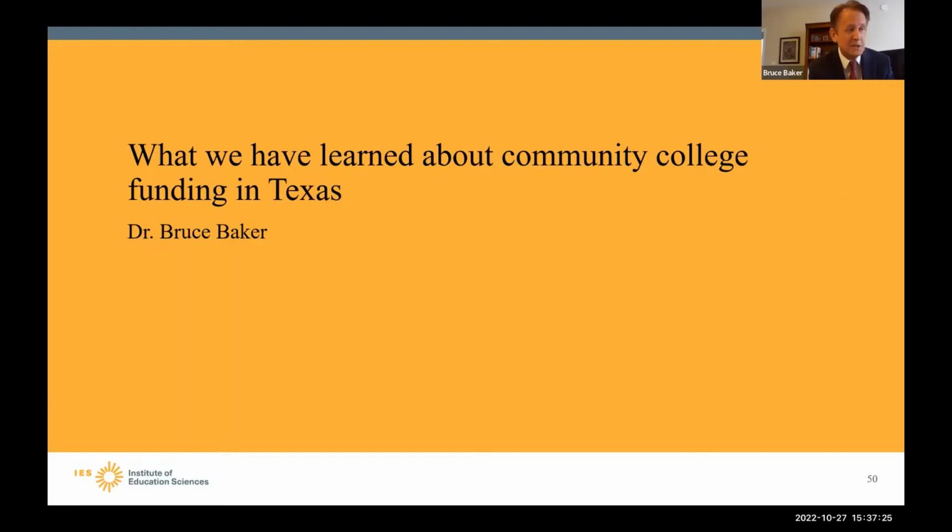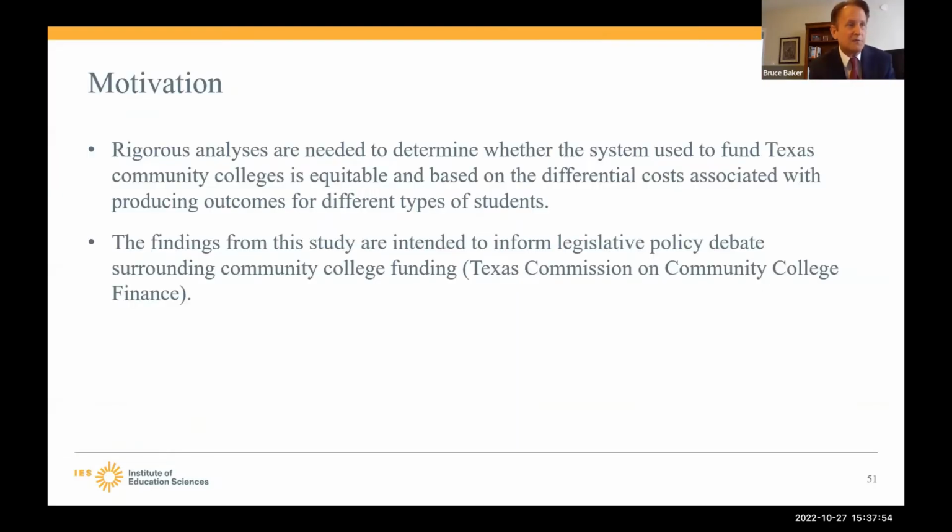Our premise here is that if we get enough data on the students, the outcomes they achieve, and the institutions they attend, we can estimate models that will help inform policy around which students cost more than others to achieve these goals, and how much. So the idea is that rigorous analyses built on as much relevant data as we can gather are needed to determine whether the system as it exists is equitable and based on different costs, and how we might then inform the design and redesign of a system that could be more equitable.